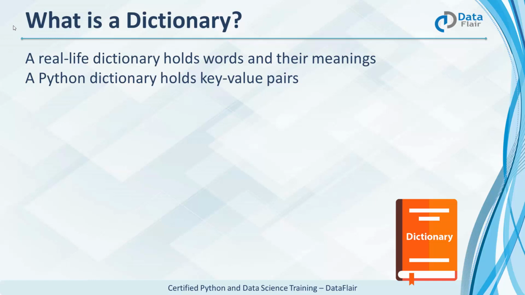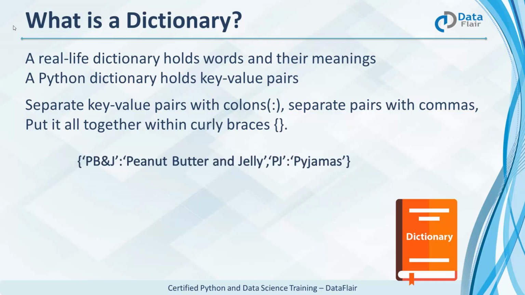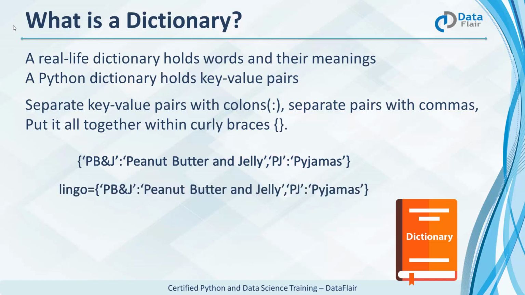A real-life dictionary holds words and their meanings. A Python dictionary holds key-value pairs. Here, we separate key-value pairs with colons and put commas between pairs. Then we put it all within curly braces. This is a dictionary where the keys PB and J has the value peanut butter and jelly and PJ has the value pajamas. We can call it lingo.